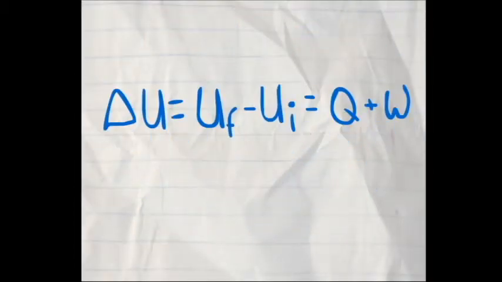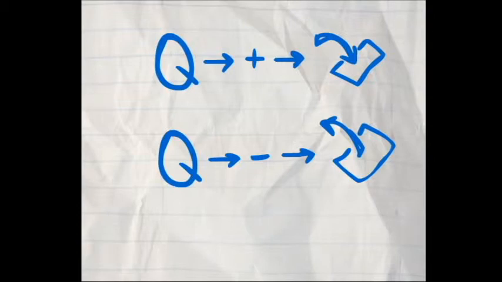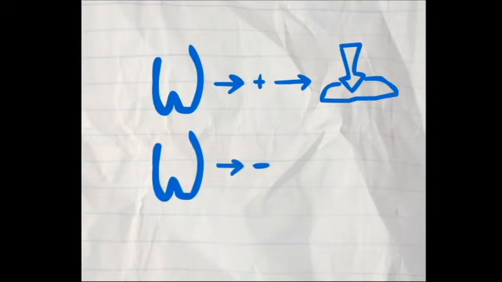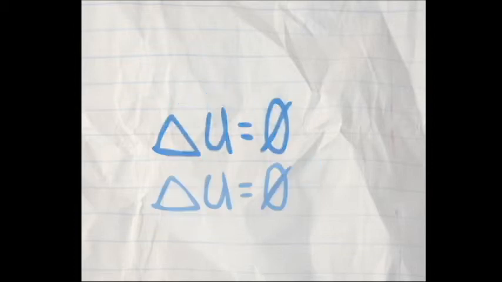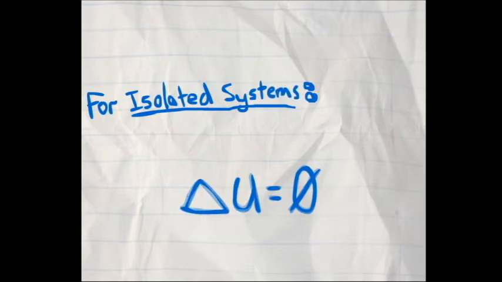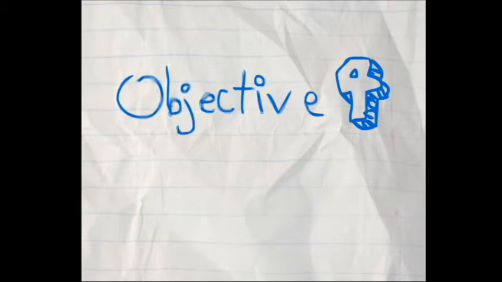There are two useful things to take away from all this. One being that Q is positive when energy is transferred into the system by heat, and is negative when energy is transferred out of the system due to heat. The other being that W is positive when work is done on the system, and is negative when the work is done on the environment. Also, the change in energy of a system, or in this case, the internal energy, should equal 0 when dealing with isolated systems. Alright, time to do some problems.